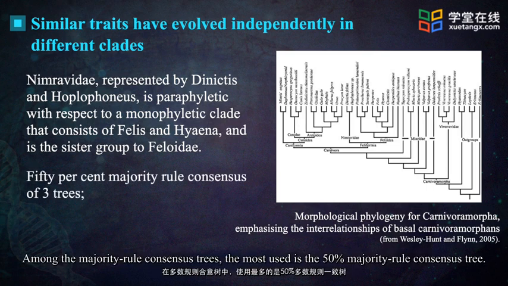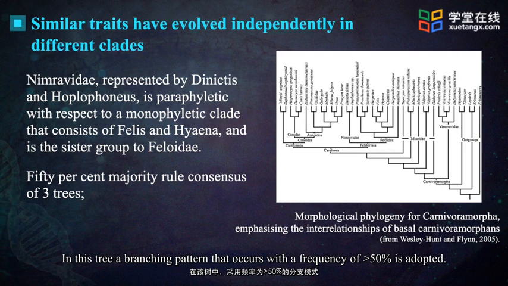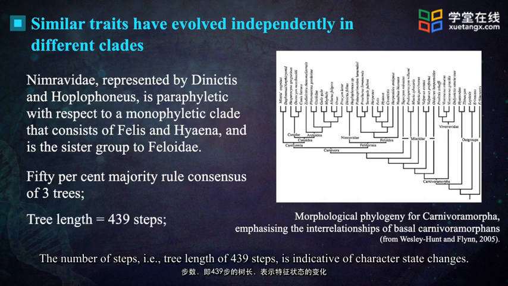Among the majority rule consensus trees, the most used is the 50% majority rule consensus tree. In this tree, a branching pattern that occurs with a frequency of more than 50% is adopted. The number of steps, i.e. tree length, of 439 steps is indicative of character state changes.